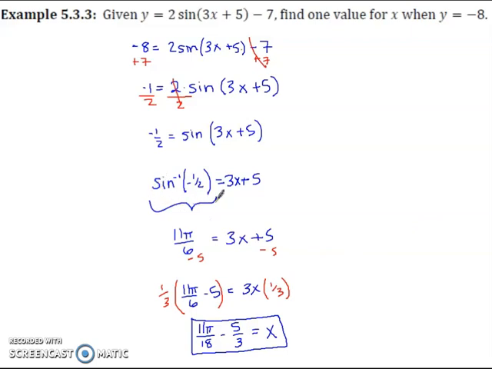So now that I've identified the angle that gives me that ratio, I can replace my inverse sine function and then solve for x. I subtract 5, I multiply by 1/3 on both sides, and get a final value of 11 pi over 18 minus 5/3 is equal to x. That's one possible solution for the x value.